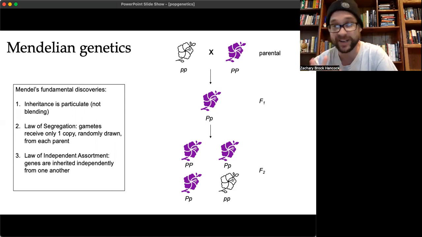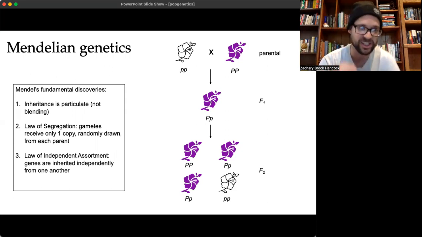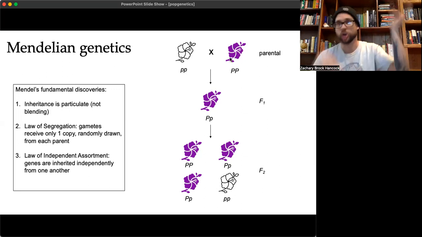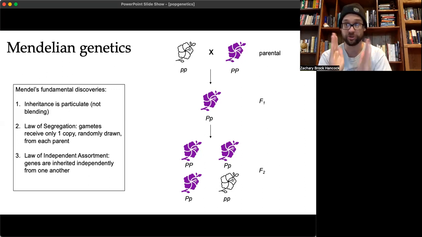Finally is the law of independent assortment. This is that genes are inherited independently from one another. So you can imagine you have a purple flower that's tall, right? These are two discrete traits, so the gene for purple and the gene for tall are inherited independently of one another. They're not linked. We know examples of genes that are linked. This process is called linkage disequilibrium, and we will talk about that down the road. But for now, and especially for Mendel's pea plants, a lot of the genes he looked at were independently assorting. So those are the three fundamental discoveries of Mendel.